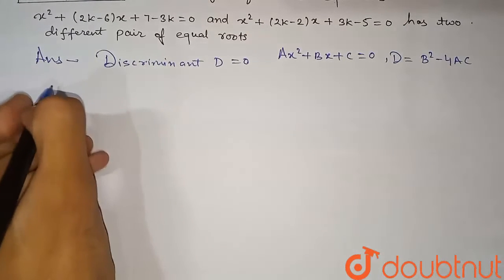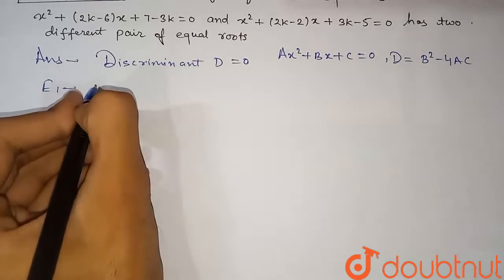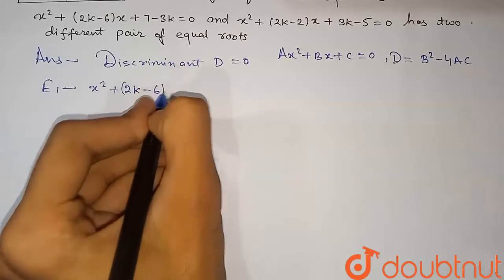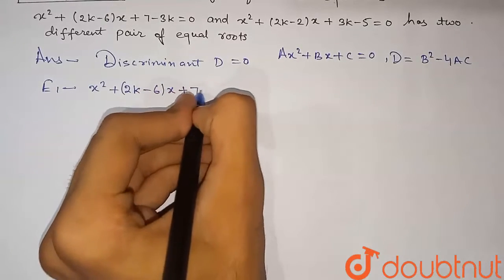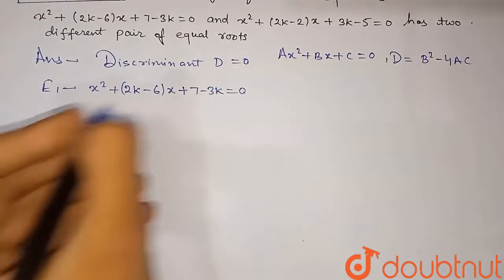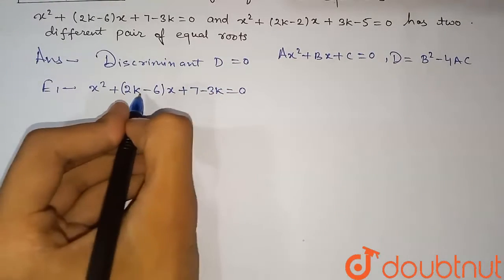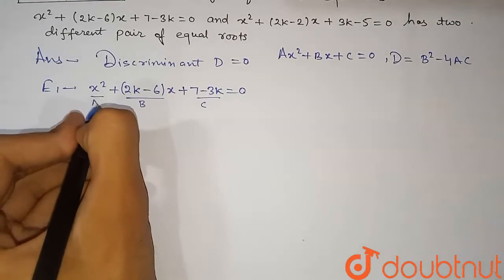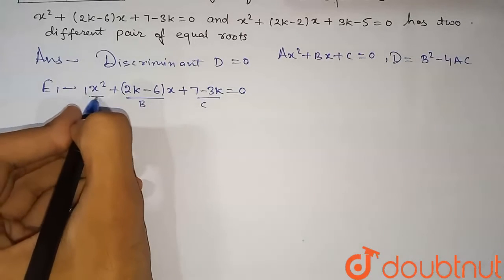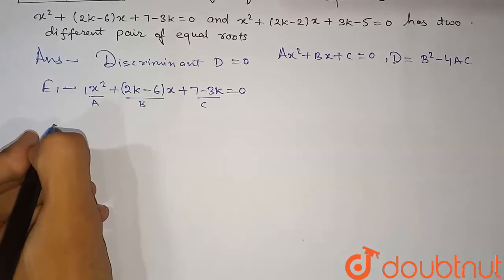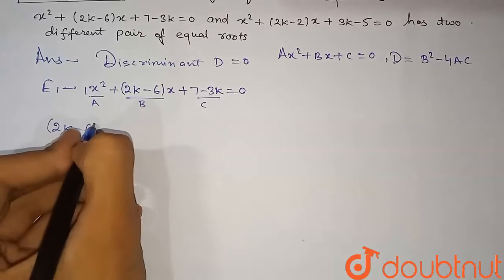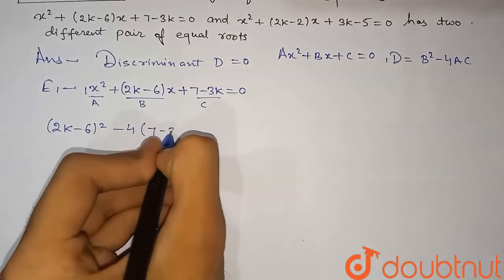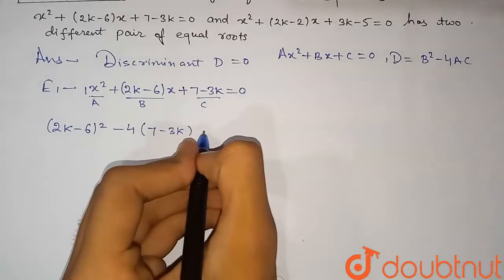So we'll make the discriminant of the first equation equal to 0. Our equation E1 we can write as x square plus (2k minus 6) multiplied by x, plus 7 minus 3k, equal to 0. So the discriminant of this equation will be 0. Here a is 1, that is the coefficient of x square. So it will be (2k minus 6) whole square, that is b square, minus 4 multiplied by (7 minus 3k), multiplied by 1, equal to 0.